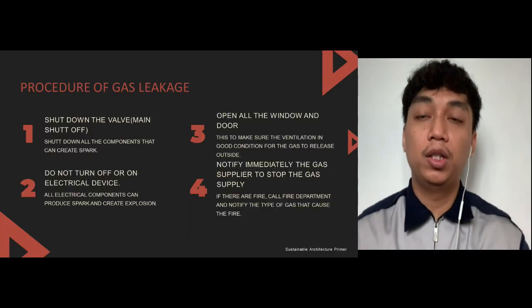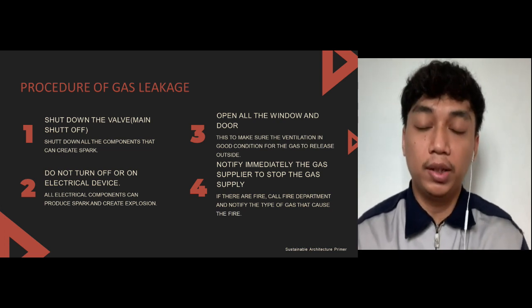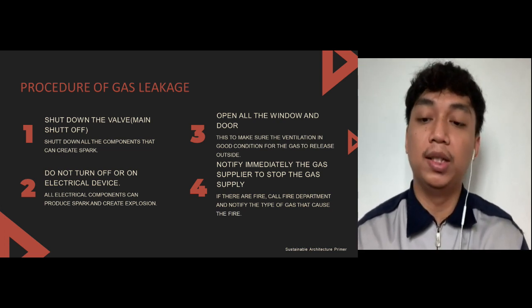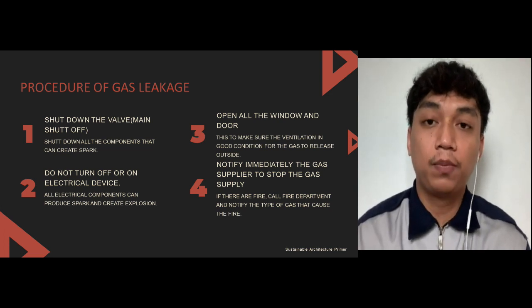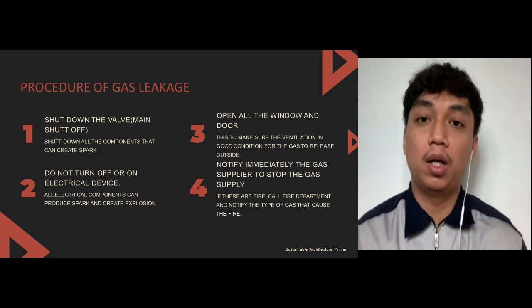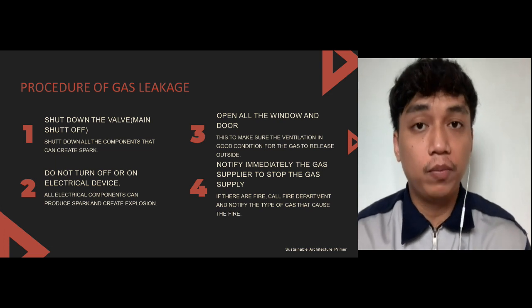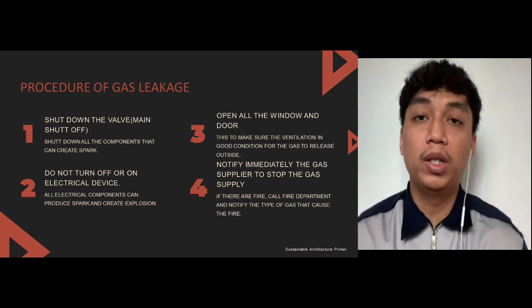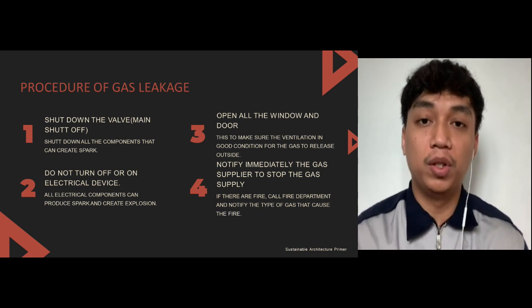Next is the procedure for gas leakage. Other than fire, the gas leakage procedure is also included in the emergency procedures of Abagas Technologies. The procedures are: first, shut down the valve or the main shut off. In this step, you also need to make sure all the components that can create spark are off or moved away from the leakage.